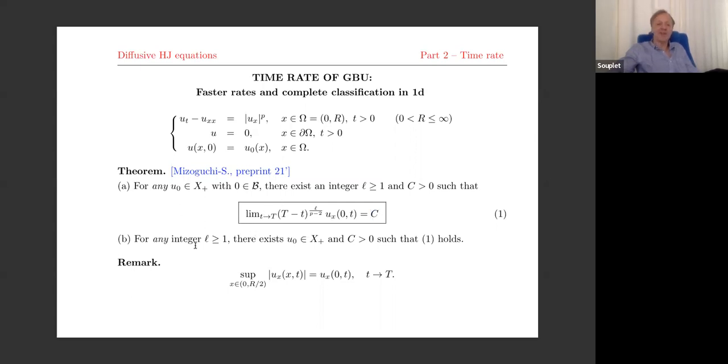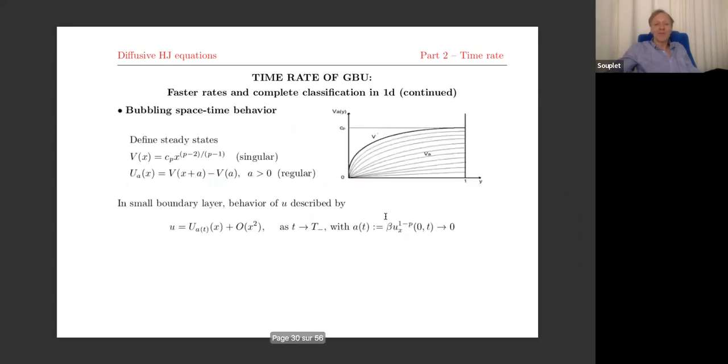And conversely, for any given positive integer, there exists initial data and a constant such that the solution has this rate. So it's a complete classification. And we can say more. We can also classify the space-time behavior in that case in 1D. So it's a kind of bubbling result. In 1D it's very easy to compute the steady states. It's just the ODE, and they constitute an ordered family of curves, and they are explicitly computable.